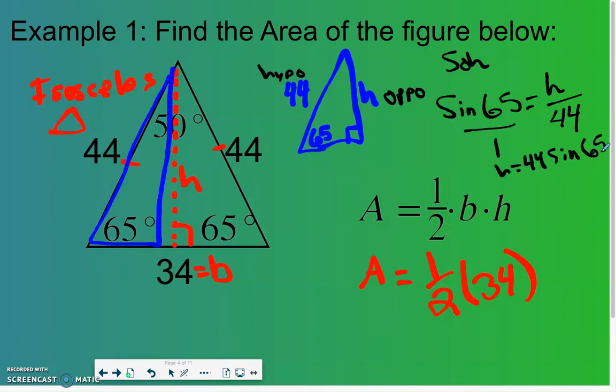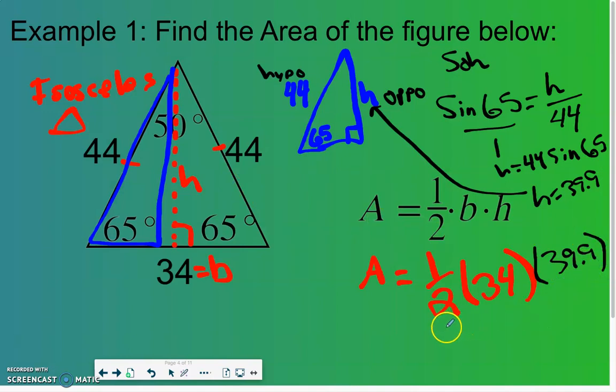When you type this in your calculator, whichever calculator you're doing, when you type in 44 times the sine of 65, you get h is equal to 39.9. So that right there is going to represent how tall this triangle is. So I'm going to now put that into my formula down here. We'll go 39.9. Multiply those three out: 0.5 times 34 times 39.9. And you get the area is equal to 677.9 units squared.